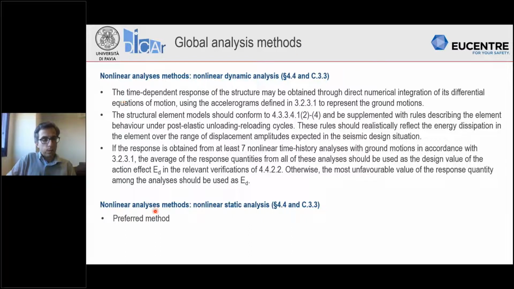Then moving to the nonlinear static analysis, we can say that this is the preferred method for the assessment of existing buildings. And I will discuss it in details later on.